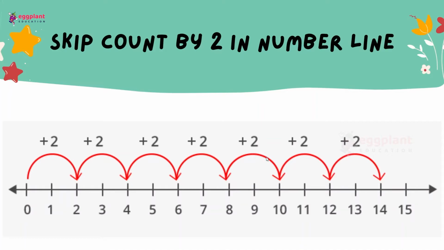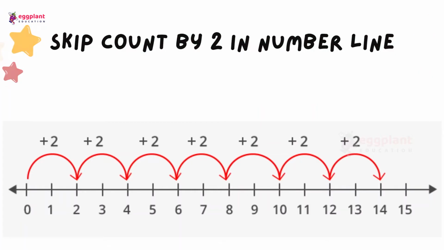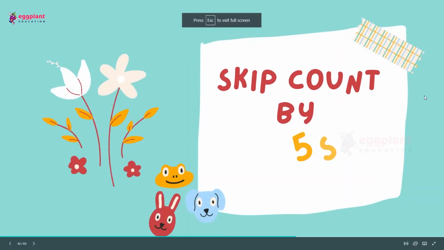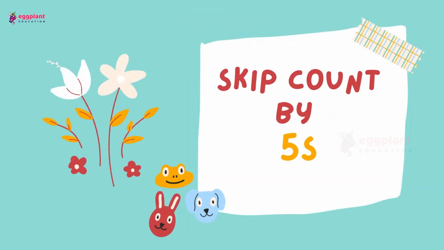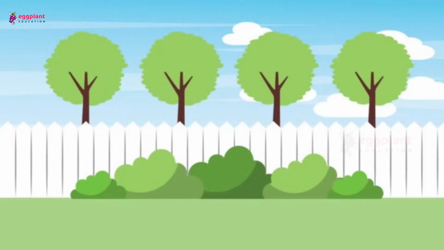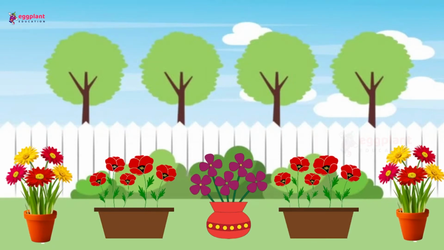So next we'll see skip count by 5. So let's start learning skip count by fives. Okay, shall we look at the example? Here are so many flowers in the garden. Look at the flowers in the pots. Each pot there are 5 flowers. So how many flowers are there?